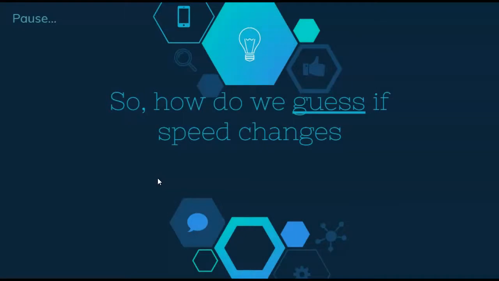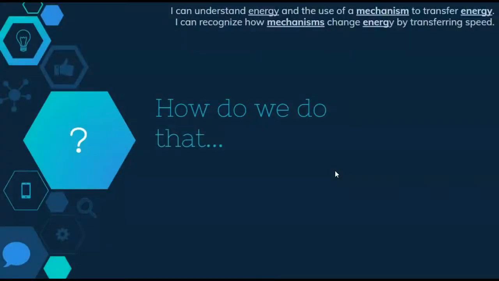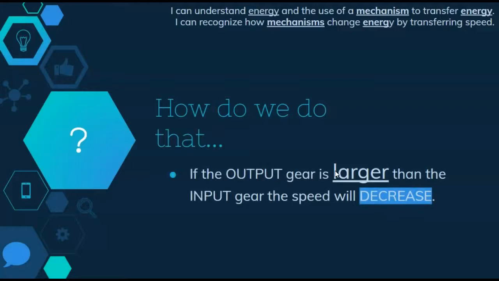So, how do we guess if speed changes? We often can see the speed change. We can observe it with our eyes, or before we even watch it spin, we can make a guess based on the size of the two gears. So how do we do that? How do we make a guess? Here's how we do it.